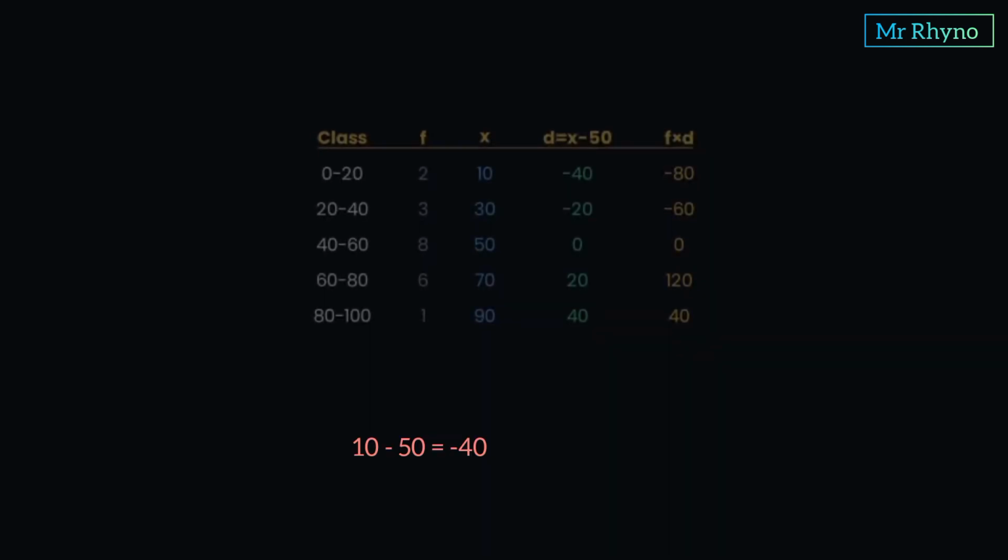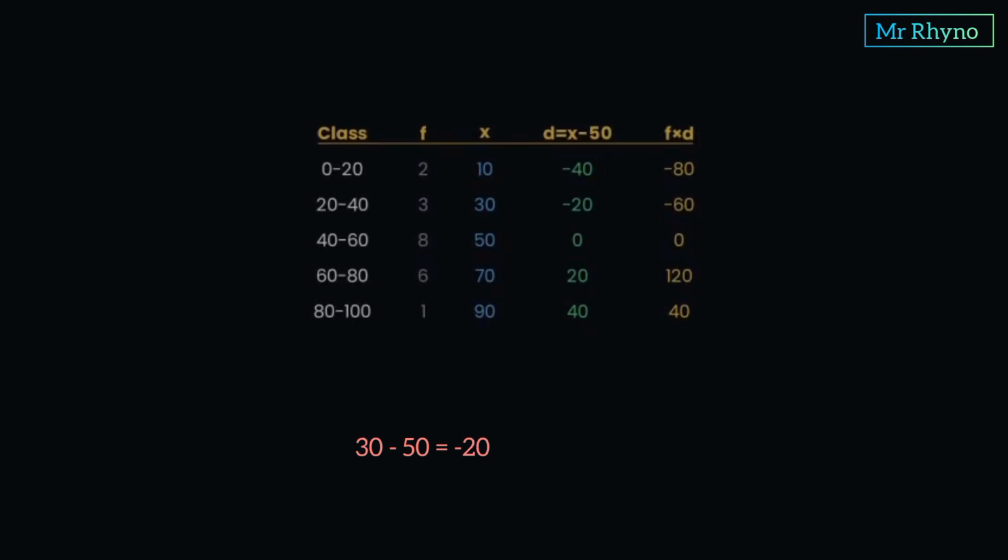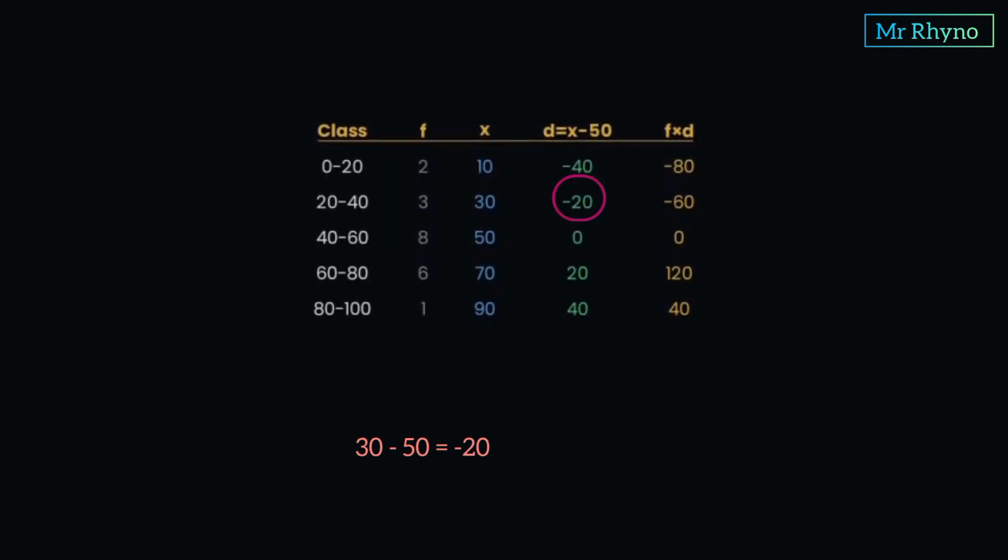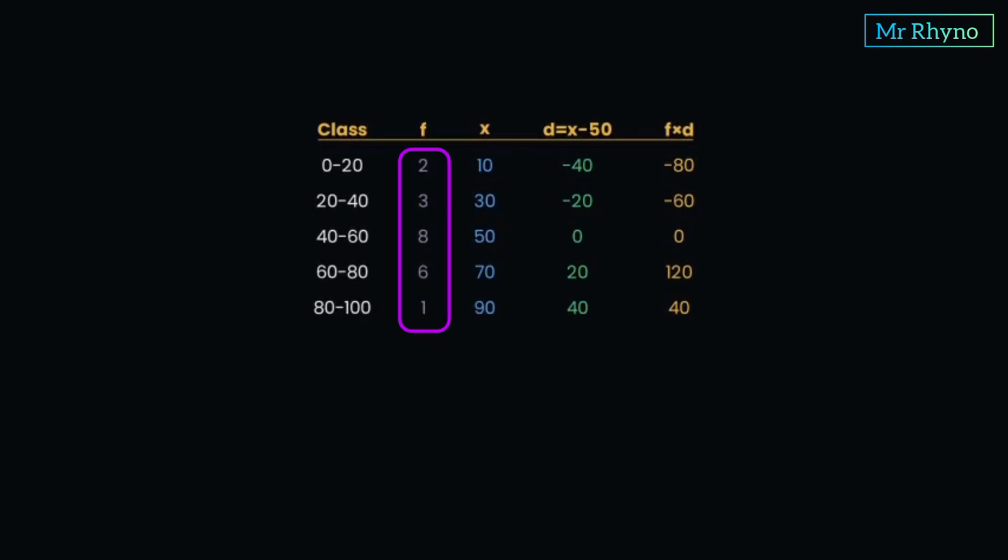To get the value of d, we subtract 50 from every midpoint. For instance, 10 minus 50, that is negative 40, 30 minus 50, that is negative 20, and so on. Then to get fd, we multiply f column values and d column values. For instance, 2 by negative 40, that is negative 80, 3 by negative 20, that is negative 60, 8 by 0, that is 0, and we do the same up to the final value.